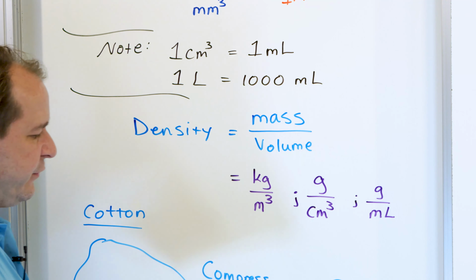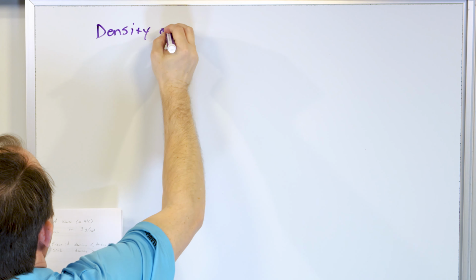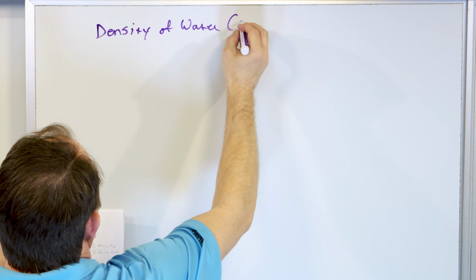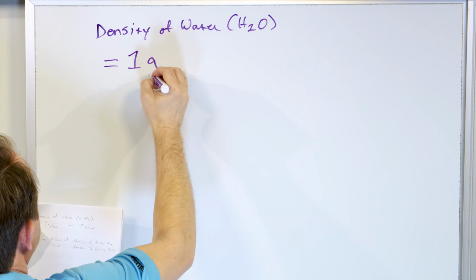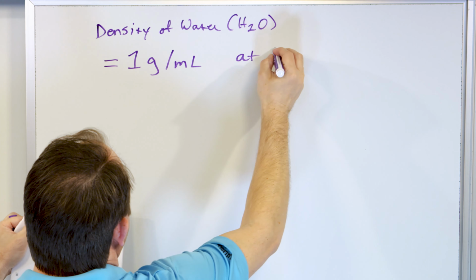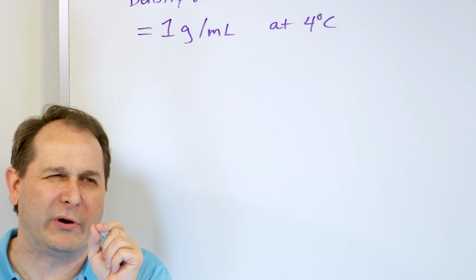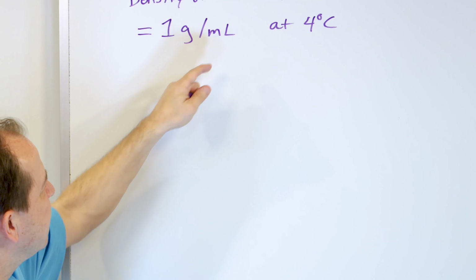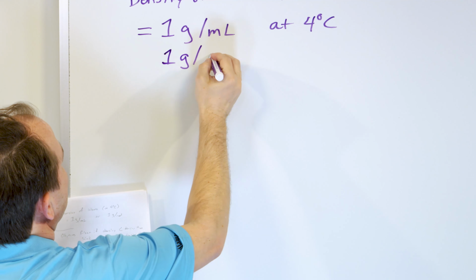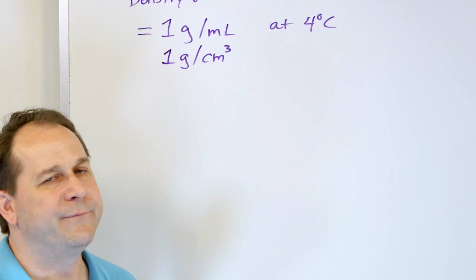Now, let's get to the exciting part of the lesson, I think anyway. All right. The density of water, H2O, is equal to 1 gram per milliliter at 4 degrees Celsius. Now, actually, it's not exactly 1 gram per milliliter. It's very, very close. It's like 0.9999 and then some numbers, grams per milliliter, which remember, grams per milliliter is exactly the same thing as grams per cubic centimeter. I'm trying to reinforce this. These are the same units. They just look different.